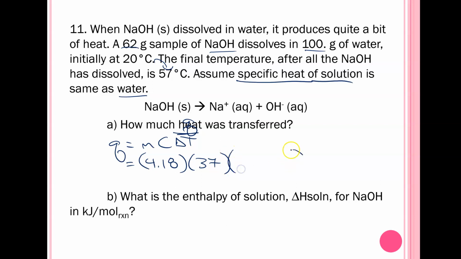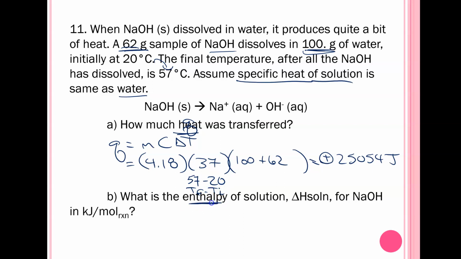But here's the thing I want to talk about, is the mass. If you're taking 62 grams of NaOH and you're throwing it into 100 grams of water, they're both going to change temperature by 37 degrees. So they are both going to be included in the mass. When you multiply that out, you get 25054. Keep in mind that's in joules. And it's positive because the temperature went from 20 to 57. And so if you do TF minus TI, it's a positive number.